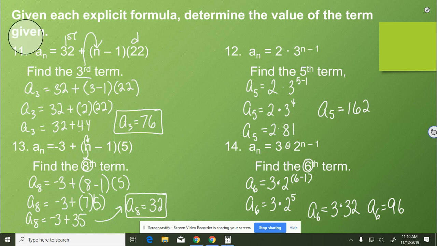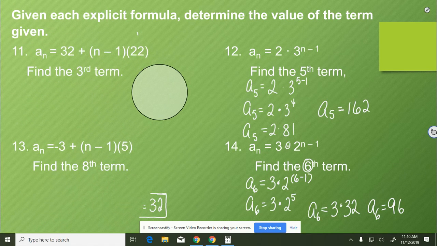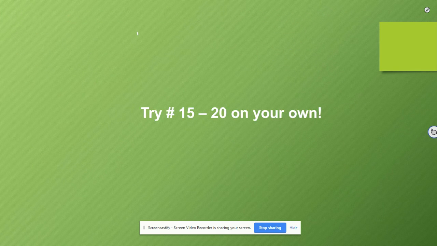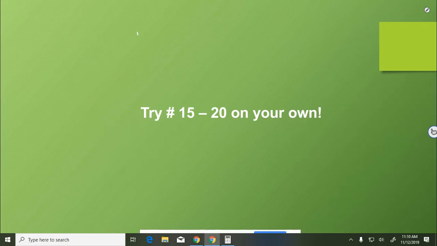All right, so again, you are going to try some questions on your own, checking in with me as you go so I can be sure that you've got it before going on to your exit ticket and your homework.